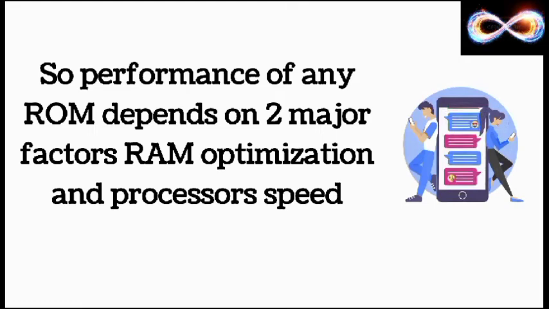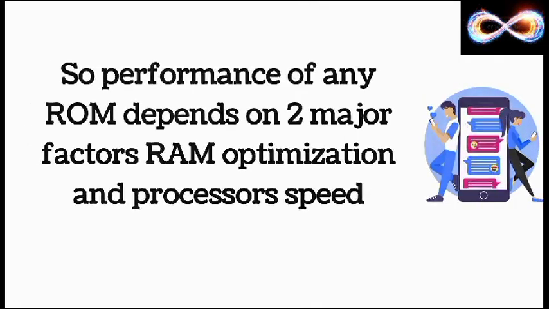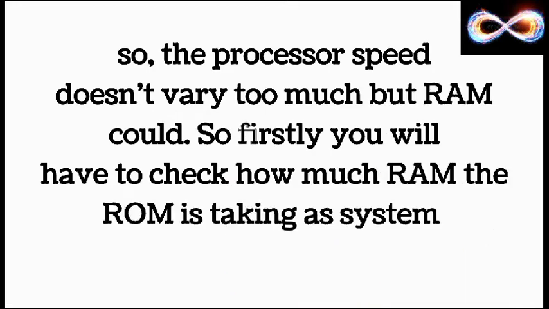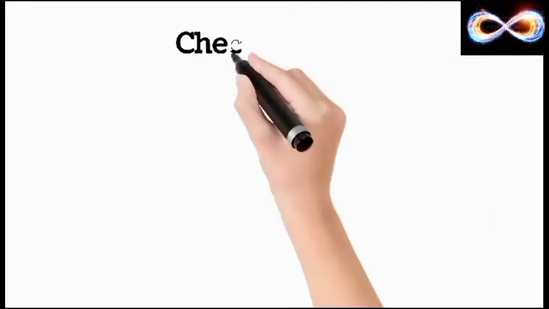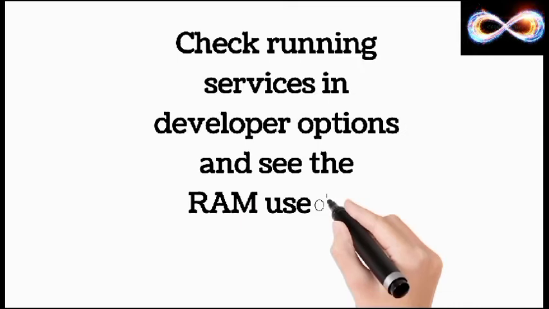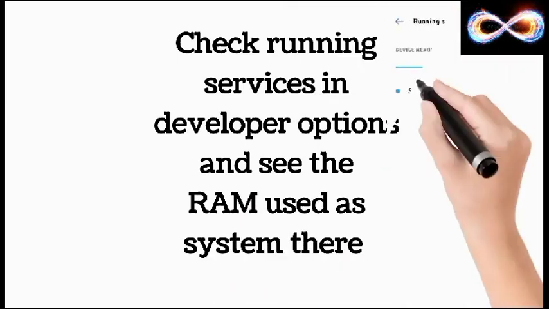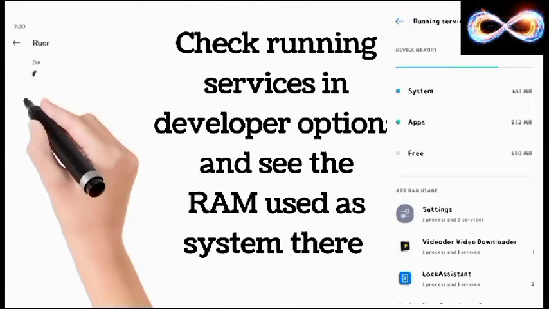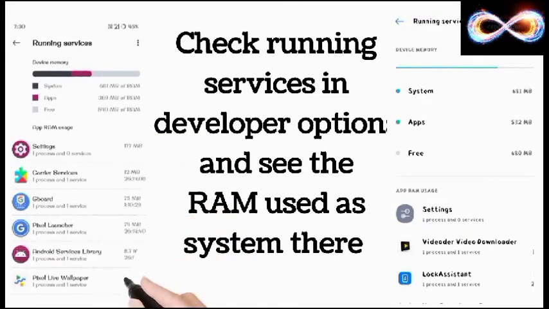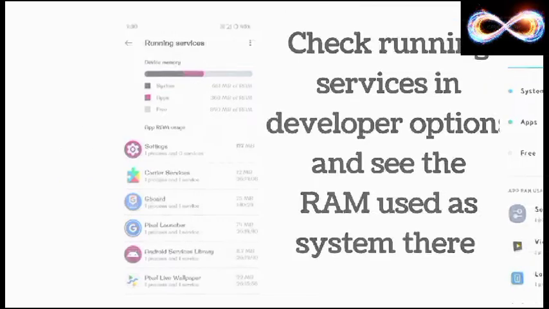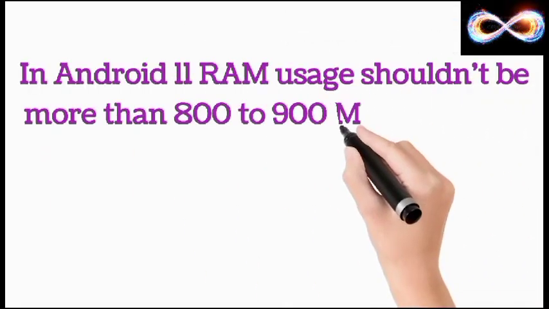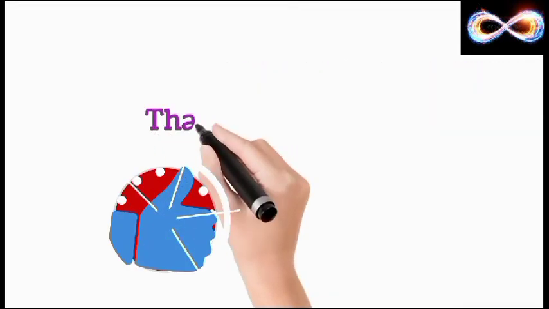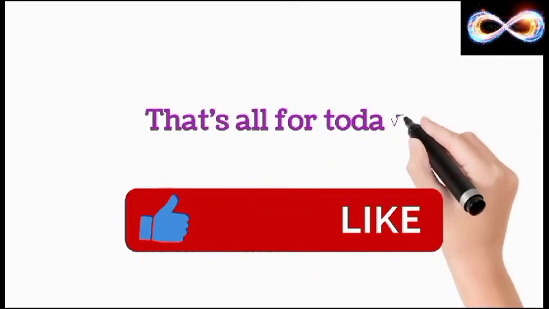By this method you can check the RAM usage of your stock ROM and custom ROMs also. You just have to visit running services in your Developer options, and there it will show you each and every single MB of your RAM used by different ROMs, and by that you can conclude which ROM is taking the least RAM space. You can use it as a daily driver and switch to that one.